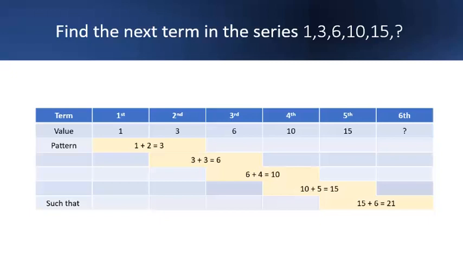Looking at how the numbers progress, each term is derived by adding a number from another set of sequence starting with 2. The second term is derived by adding 2 to the first term. The third term is derived by adding 3 to the second term, and so on. Hence, to get the sixth term, we add 6 to 15, which yields 21.